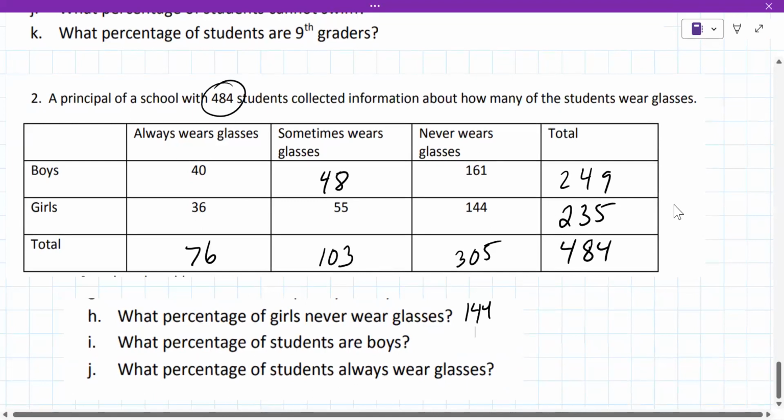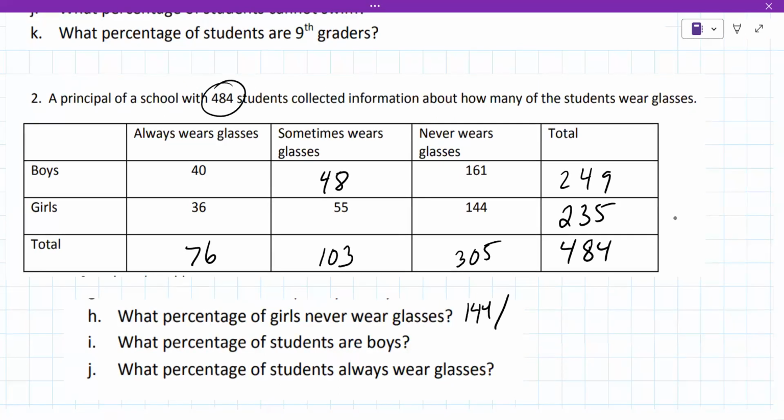Oh, wait, I keep doing rows. It could be a row, could be a column. I keep doing column. Yes, this one is a row. It's 47%.